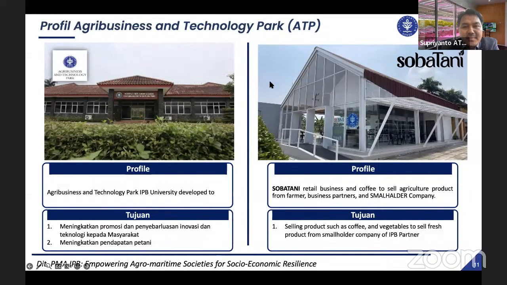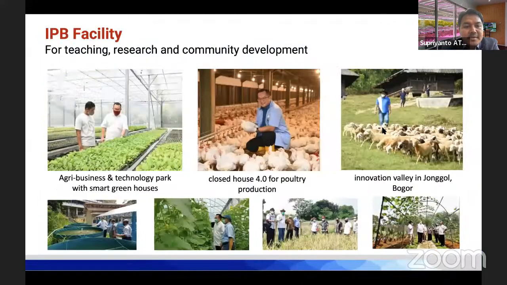First in Dramaga, around 6 hectares, and also in Cianjur around 2 hectares. And we also have the facility of Sobatani, which is a facility for commercialization of our product, including the cafe and also selling products from the smallholder companies, our partners in IPB University. And our facility can also be used for teaching, research, and community development.